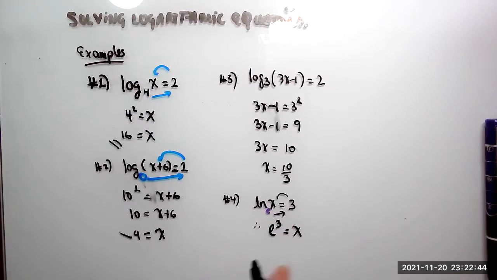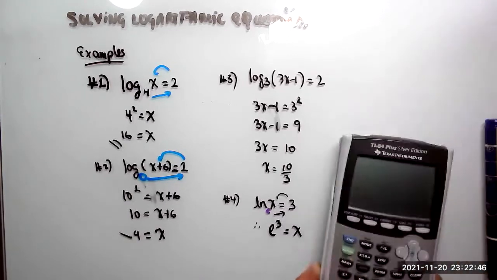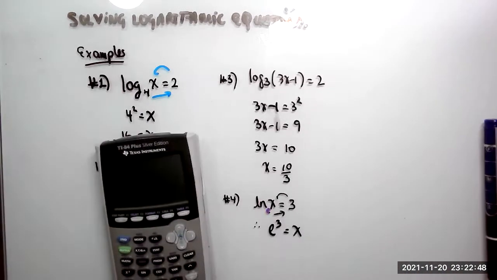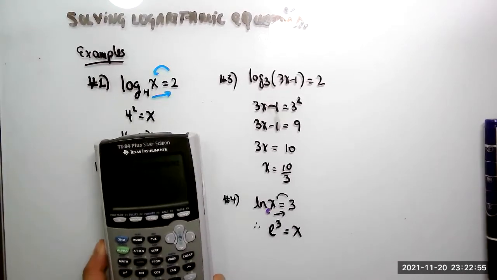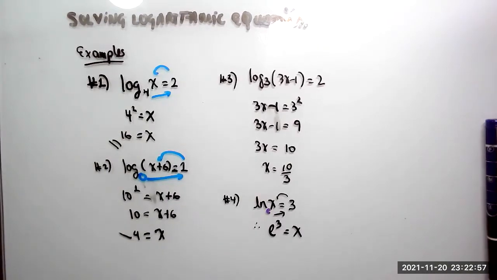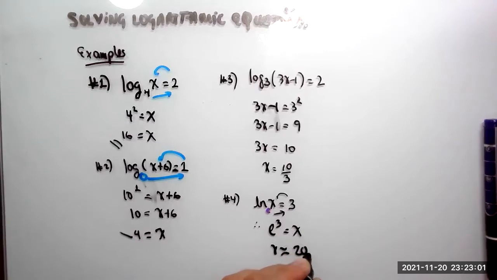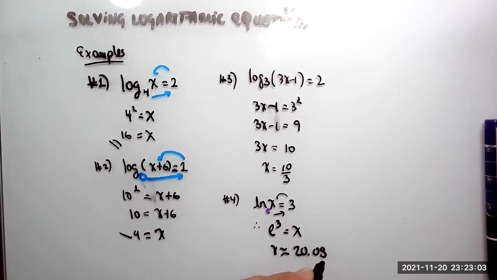And this one we can find with the calculator if we want to approximate it. How much will be e to the 3? Approximately 20, so x is approximately 20.0855. We are done. Let's try some other examples.